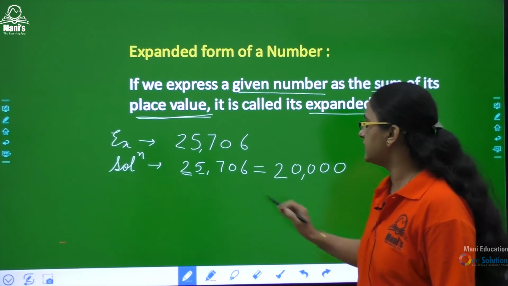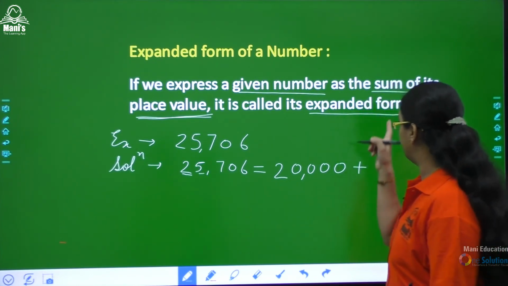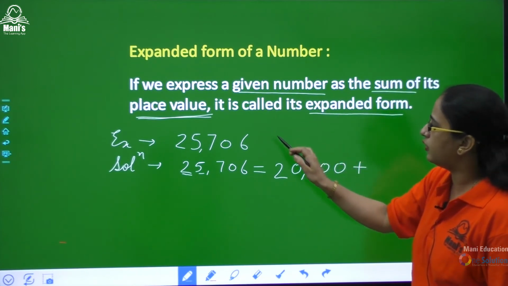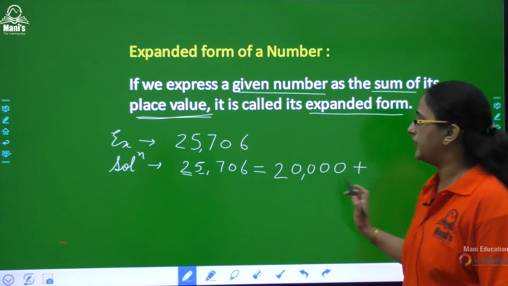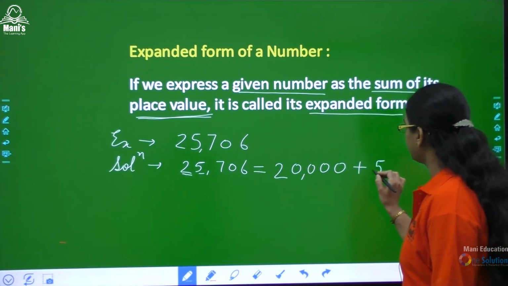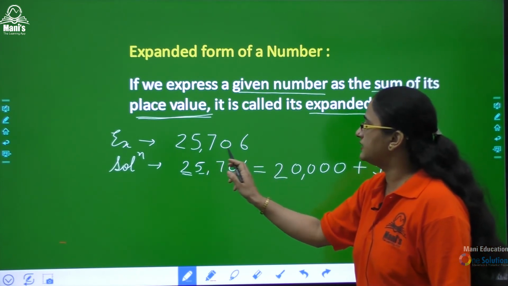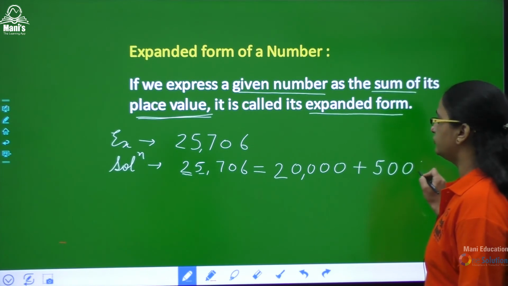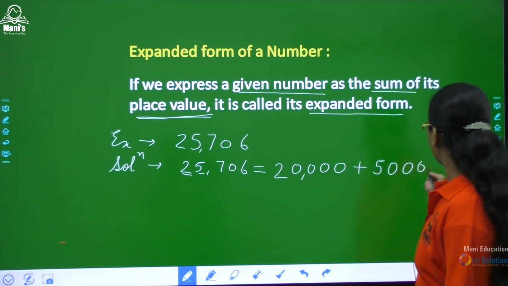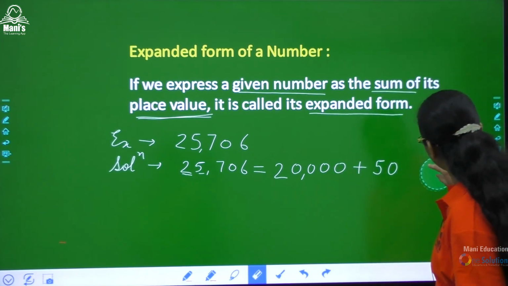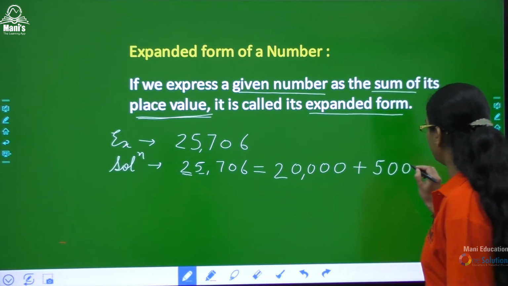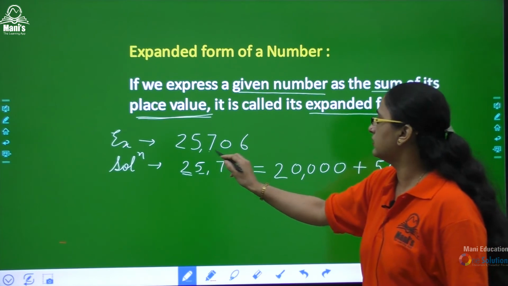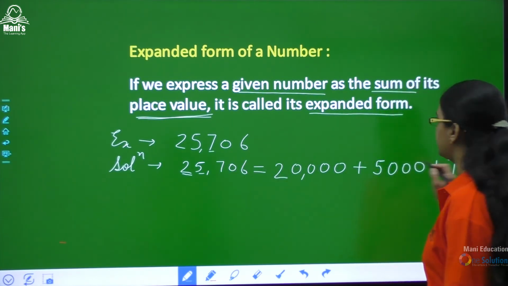Then go to the next digit, that is 5. Because it is explained in the definition of expanded form, we have to add them. So 5. After the 5, 3 digits are there, so we will put 1, 2, 3 zeros. Then the next digit, that is 7. After 7, how many digits are written?